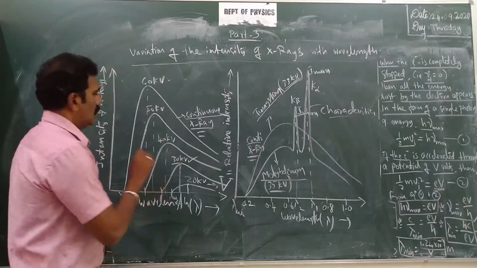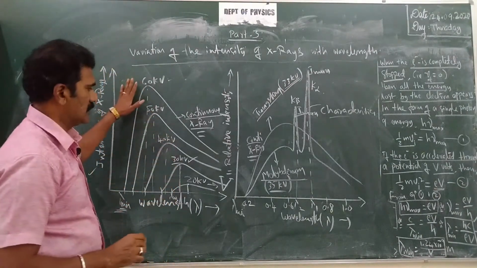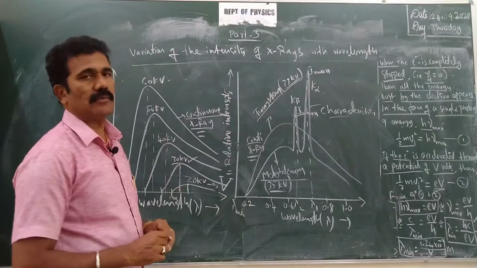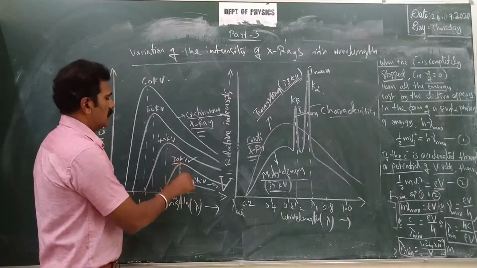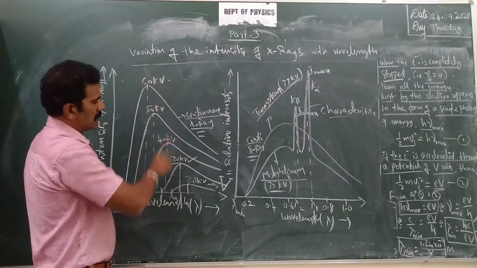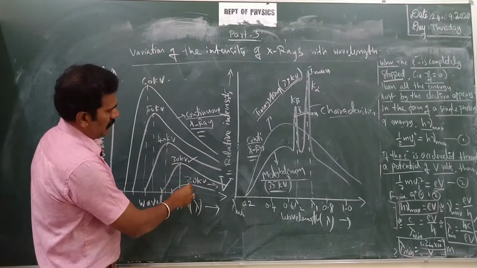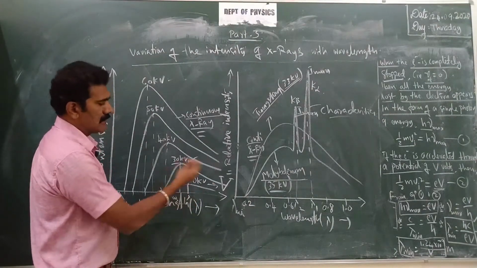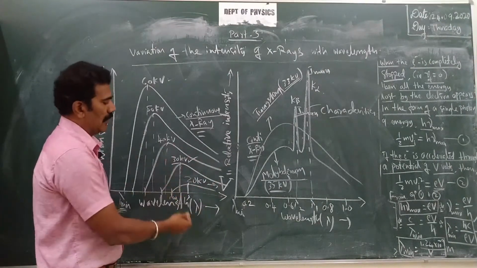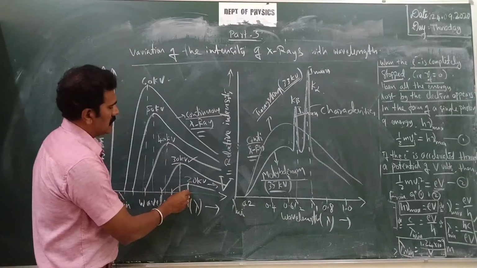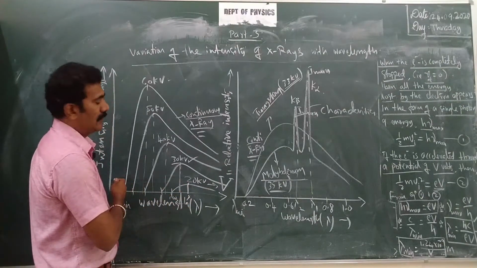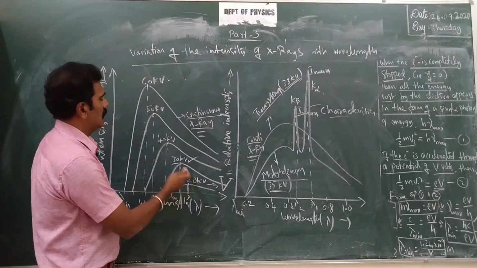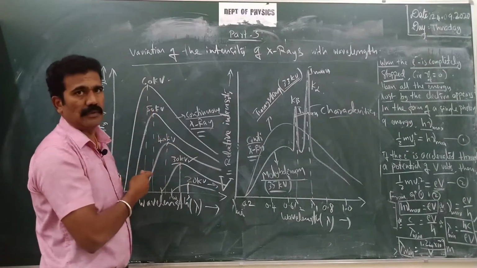Now one thing you have to observe here. For all anode potentials the common thing is the increase and decrease of intensity, but where is the maximum intensity peak? You can see that the maximum intensity peaks do not coincide on the same line. For 20 kilovolts it is somewhere here, so the corresponding maximum intensity and wavelength is here. As you increase the anode potential, the wavelength of the maximum intensity peak shifts toward the minimum wavelength as you increase from 20 to 30, 40, 50, 60 kilovolts. That is one observation here.